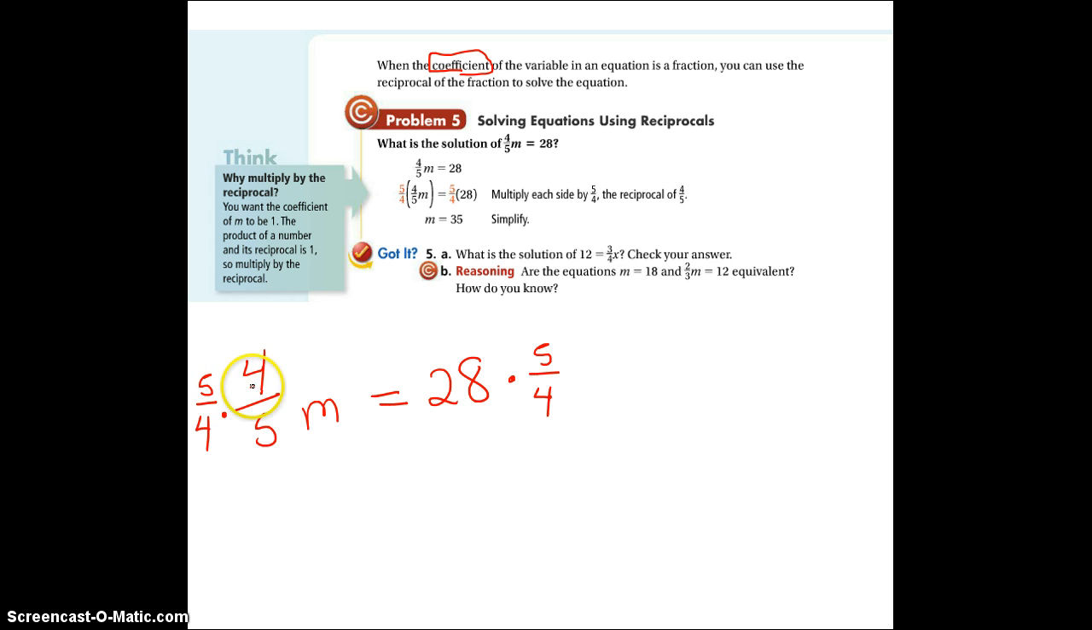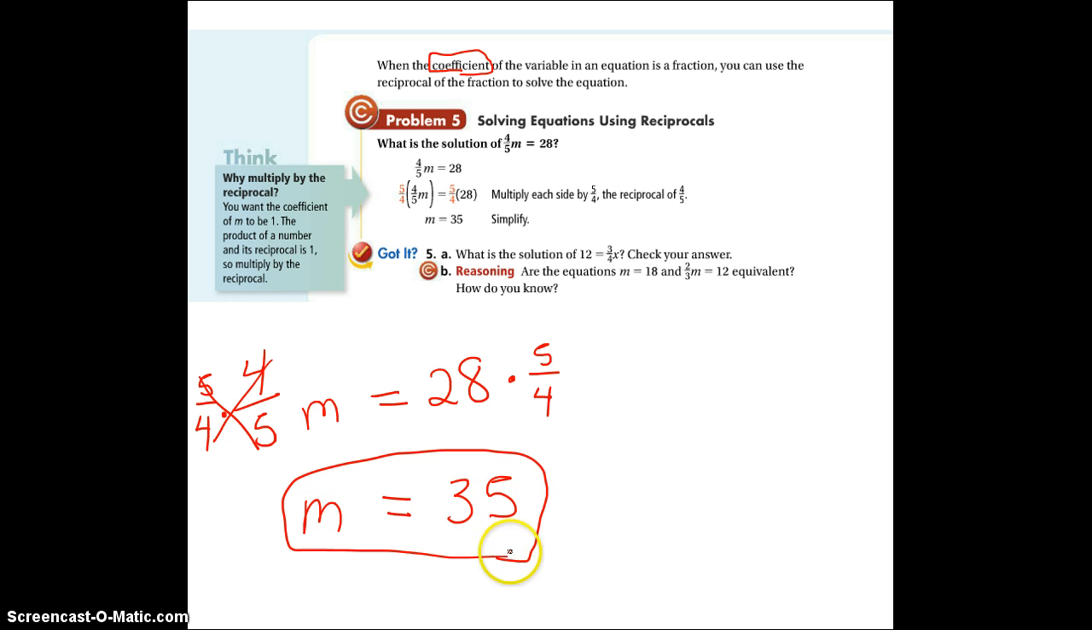And now take a look at what happens when I multiply these two fractions together. 5 times 4 is 20. 4 times 5 is 20. 20/20 is equal to 1. So see how those two fractions technically cancel each other out, and we're left with m. Or, I shouldn't say cancel each other out, they equal 1. So when I multiply those two fractions, they equal 1. So 1m is equal to 28 times 5/4. So 28 times 5/4 would give us 35. So m is equal to 35.